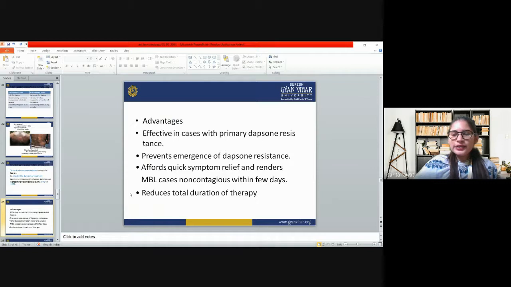Now, the advantages of multi-drug therapy: it is effective in cases with primary dapsone resistance, prevents the emergence of dapsone resistance, affords quick symptom relief, and renders multibacillary leprosy cases non-contagious within a few days. It can also reduce the total duration of therapy.